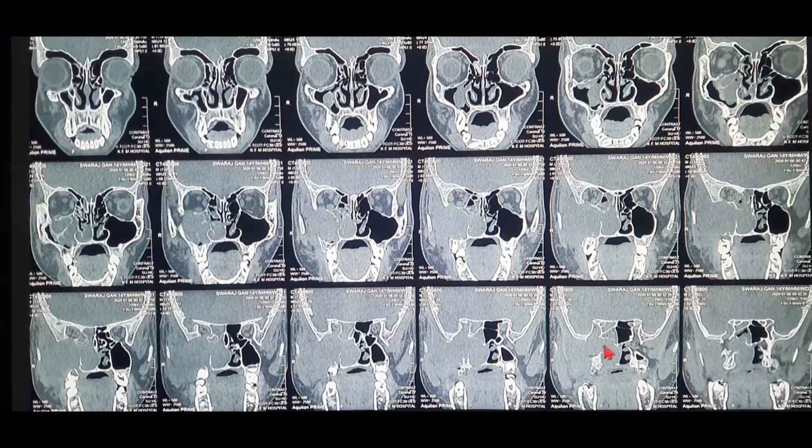So the right sphenoid is fully opacified, and the entire right pterygopalatine fossa is involved. The communication between the pterygopalatine fossa and the infratemporal fossa is also very much widened over here, as you can see. So this is what we could see so far on the CT scan.